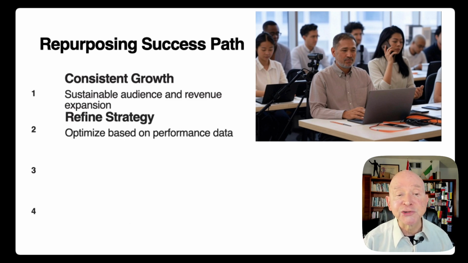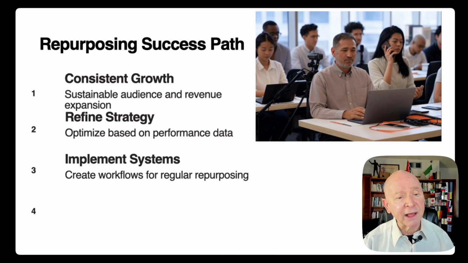Then refine your strategy. Optimize it based on your performance data. Then implement your systems. Get out there and do it. Create the workflows for regular repurposing. What you want there is that old word, systems. One of the most important things you can do is develop systems for everything that's important that you do, which is just about everything. A system on how to do it and what to do.